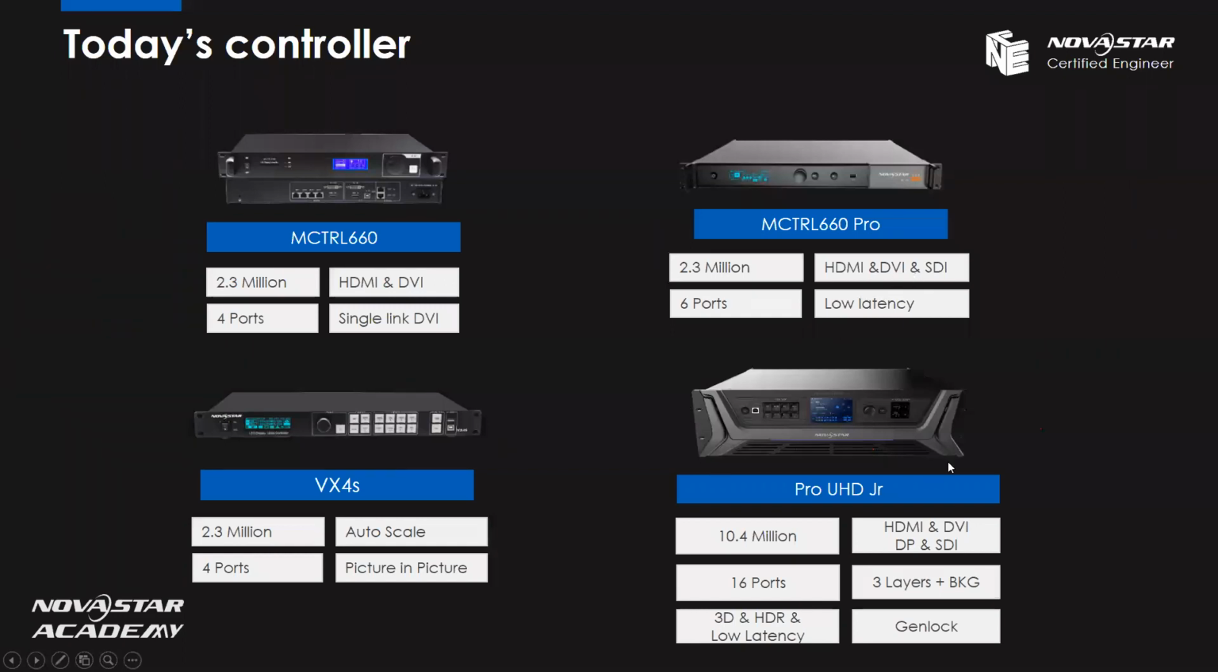The last big guy is Pro UHD Junior, which is a 4K all-in-one controller. There are 16 ports, and it also combines every new feature of NovaStar. It supports 3 layers plus background. It supports HDR and low latency. Actually, everything you can find on NovaStar is supported in this Pro UHD Junior.